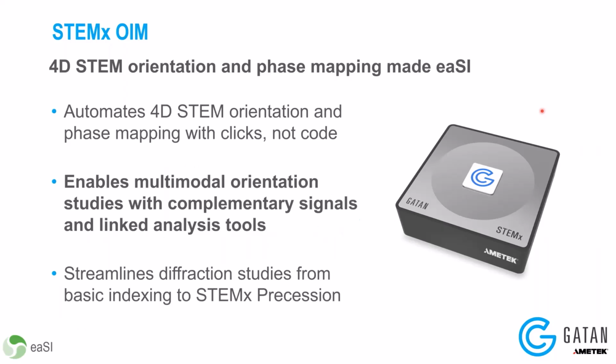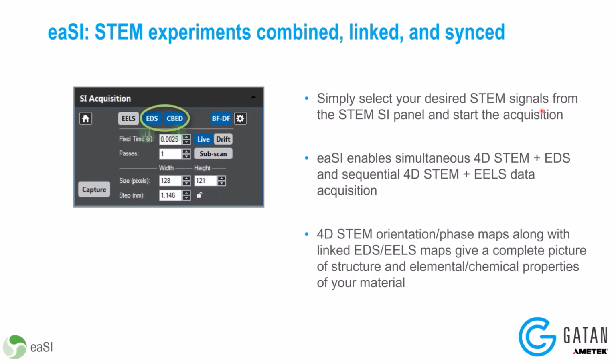And so those are two things that are worth keeping in mind as we go and want to try to collect some orientation data from our samples. Now, the other thing that we can do with STEMx OIM, because we're working within DigitalMicrograph, is do multimodal orientation analysis. So combining the structural information that we get from 4D STEM with complementary signals that we can acquire at the same time.